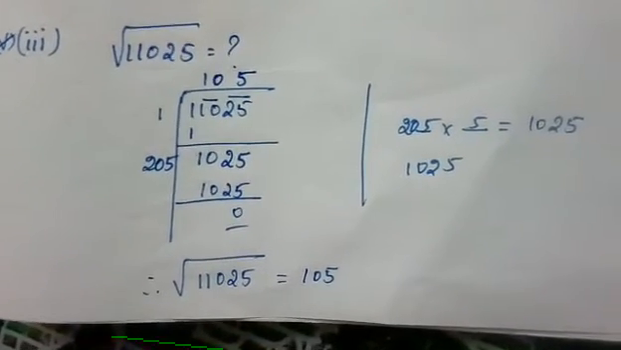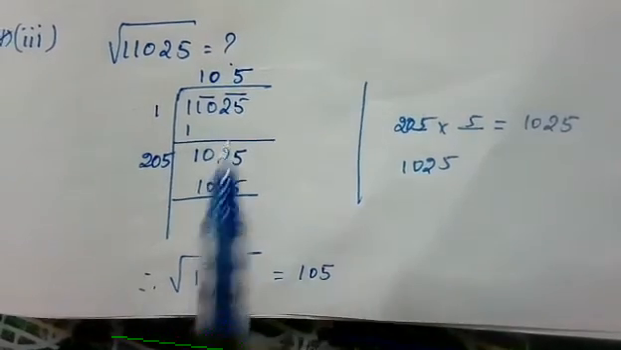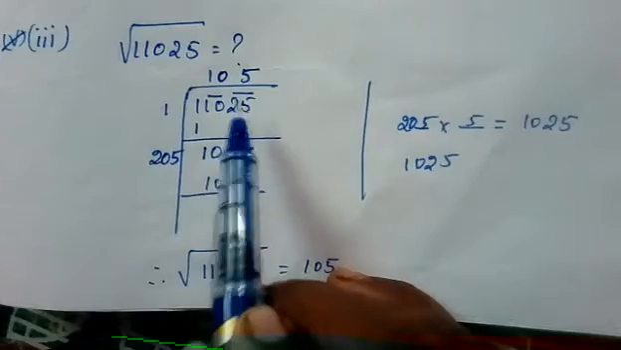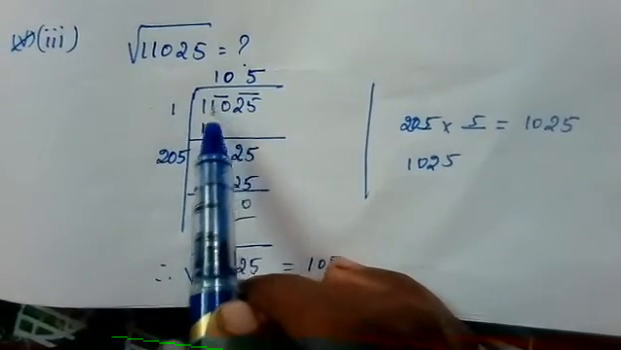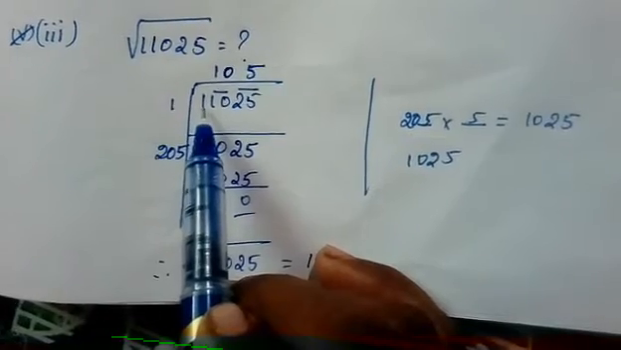Third problem: 11025. Square root of 11025. First you have to arrange the pairs, that is 1, 10, 25. The 1 does not have a pair, so we keep the last digit as the same.